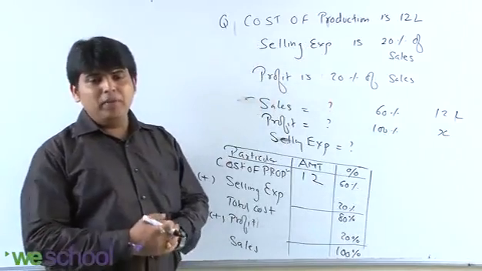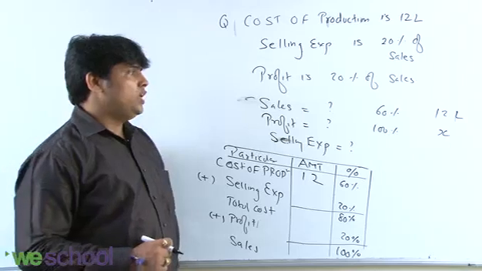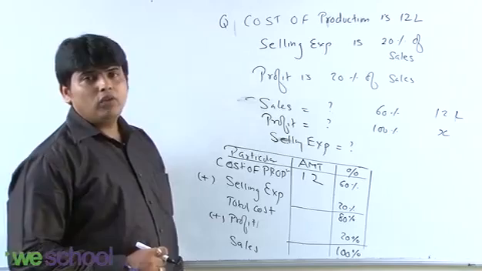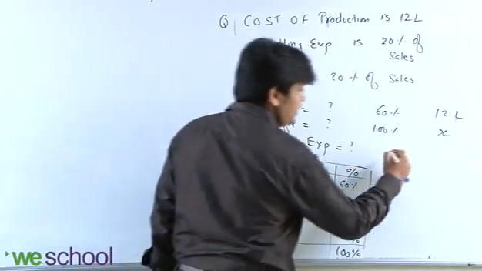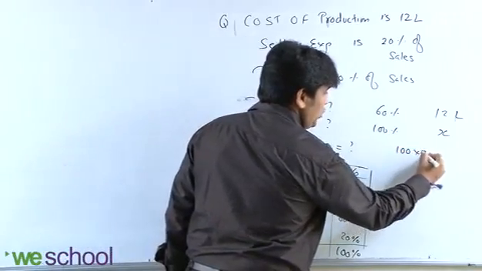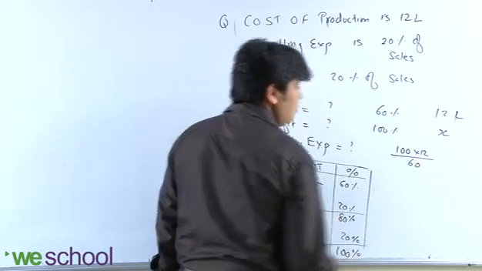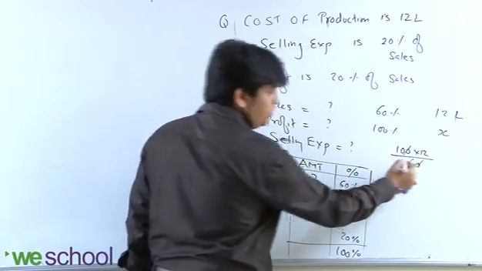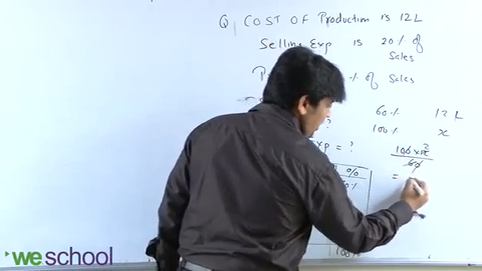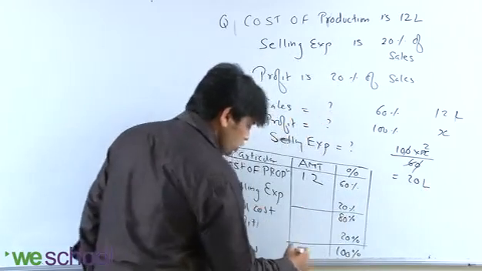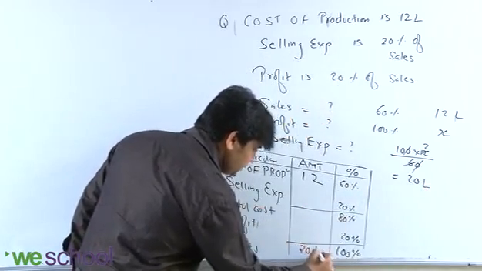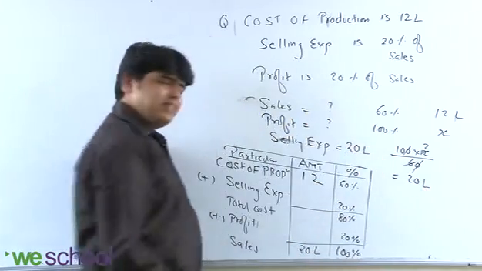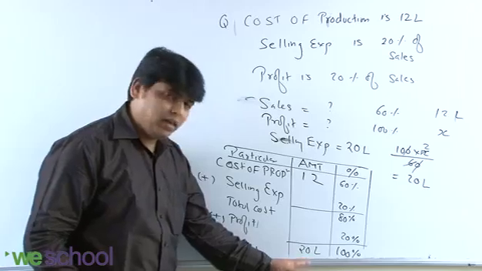What do you think? What will be the answer? The answer is 100 into 12 divided by 60. Please use an Indian calculator. I am just doing this so that it becomes simpler for you. So I am taking it as 20 lakhs. So sales is 20 lakhs. So I got the first answer, my dear. 20 lakhs. Yes. Now it becomes simple.